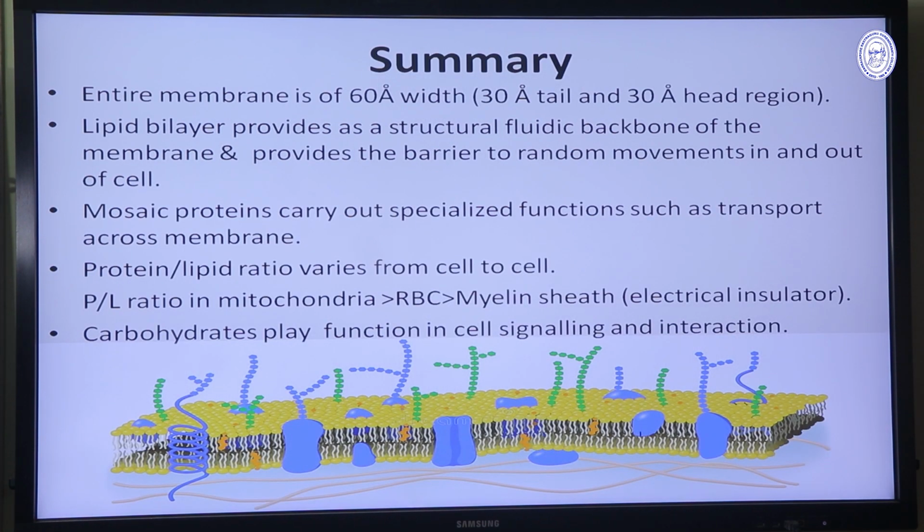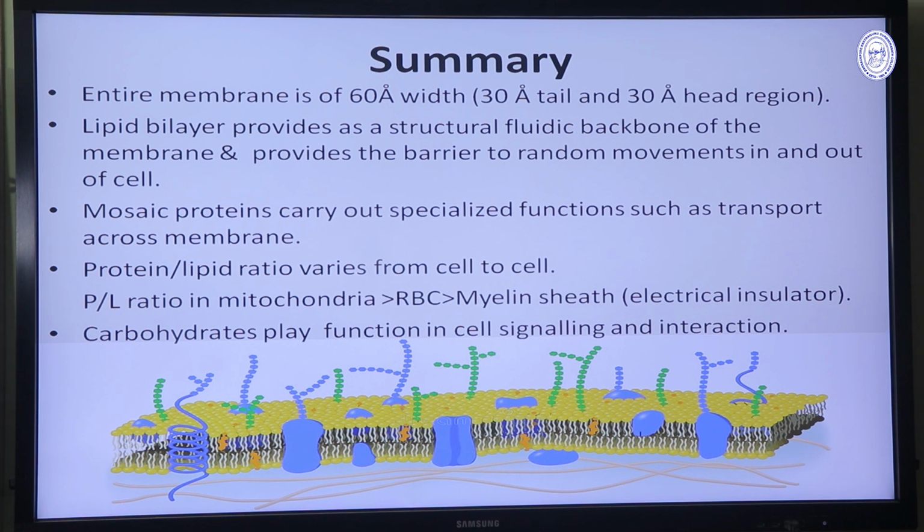To summarize and add some points into the structure of biomembrane, the entire membrane width is 60 angstrom, 30 for tail region and 30 for the head region of the lipid bilayer. So, the lipid bilayer provides a structural and fluidic backbone of the membrane and provides a barrier so that any kind of random movement is not occurring in and out of a cell. The proteins that are present in mosaic patches carry out specialized functions such as transport across the membrane.